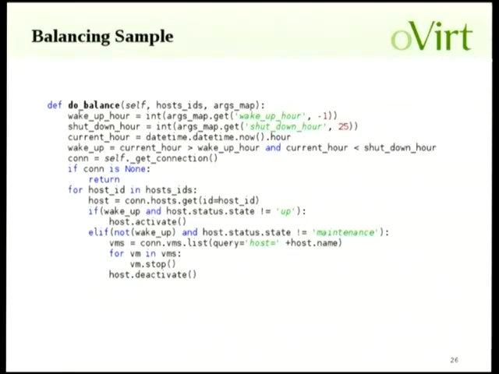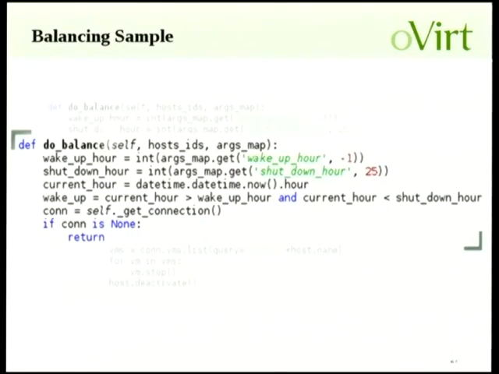The same balancing sample that I want to show, as I showed earlier, is we get the same numbers that we want to shut down all the VMs, but in this example, we will actually do that and not exclude hosts that prevent users from running hosts VMs like in the filter example.